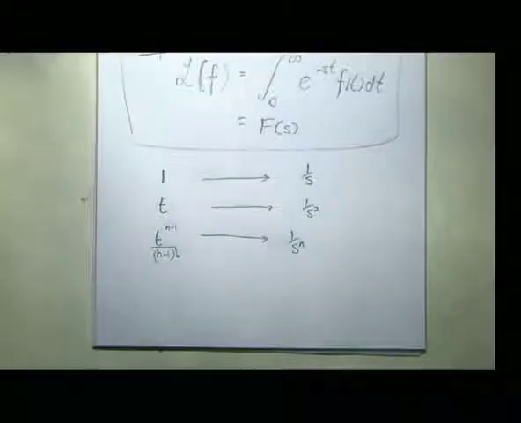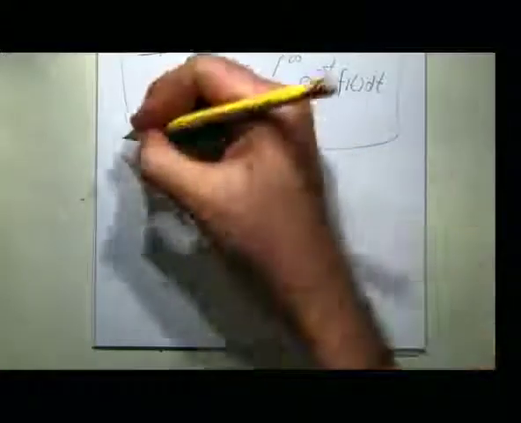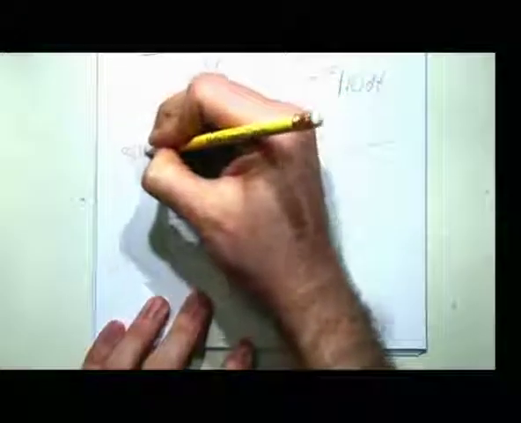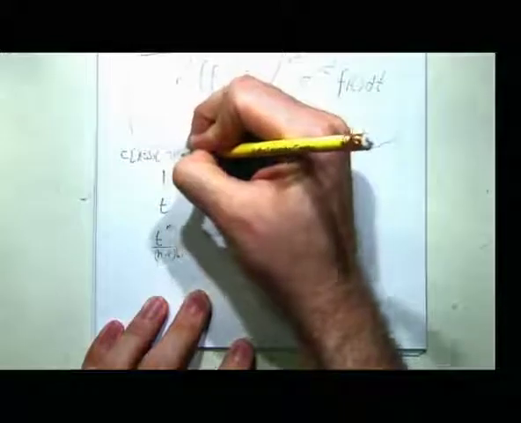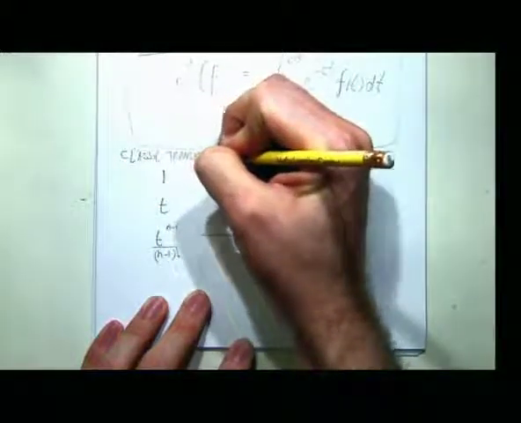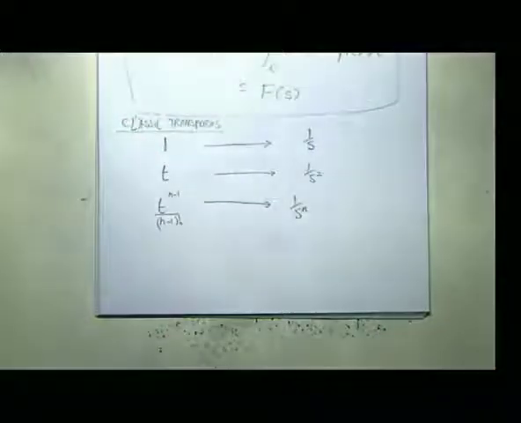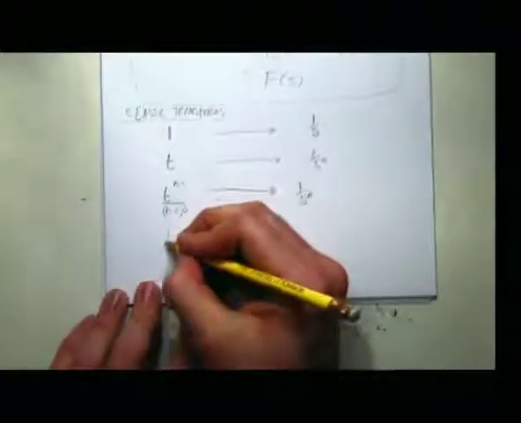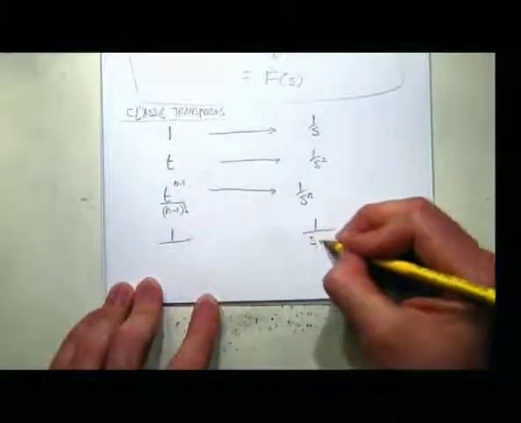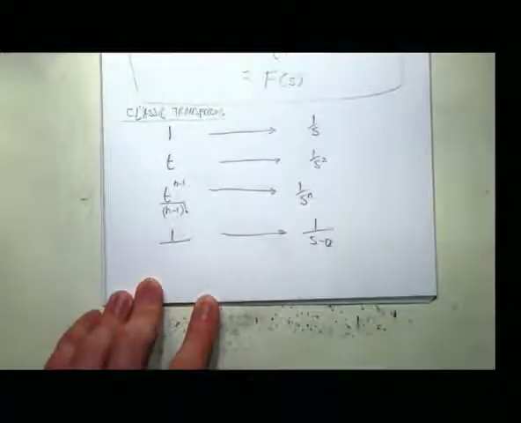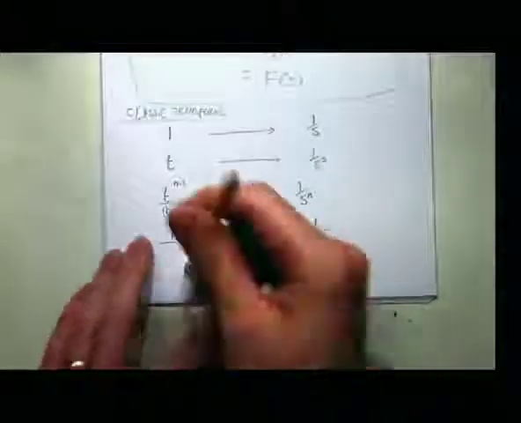What I'm trying to do here is show you how I go about trying to learn stuff. So at the moment, these are our classic transforms. And then I'll skip the ones with the gamma function in them. They seem a bit scary. And then there's 1 over s minus a, which comes from e to the at.